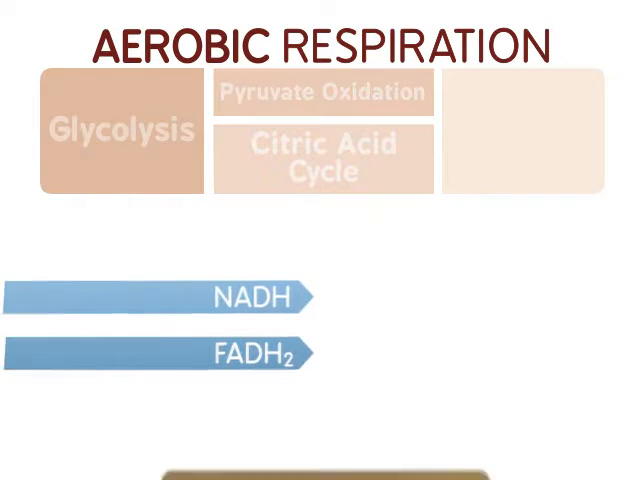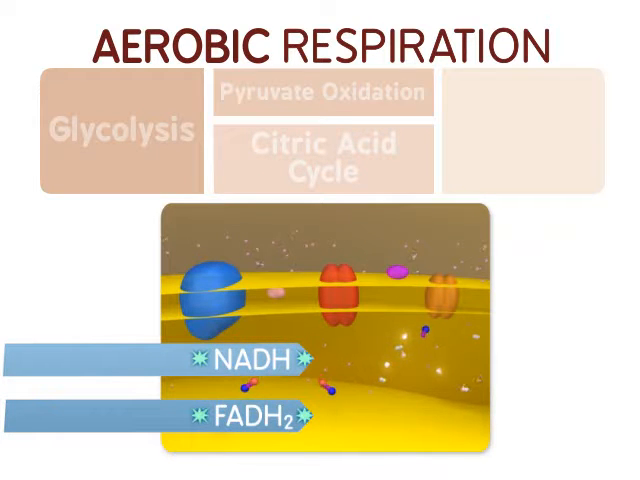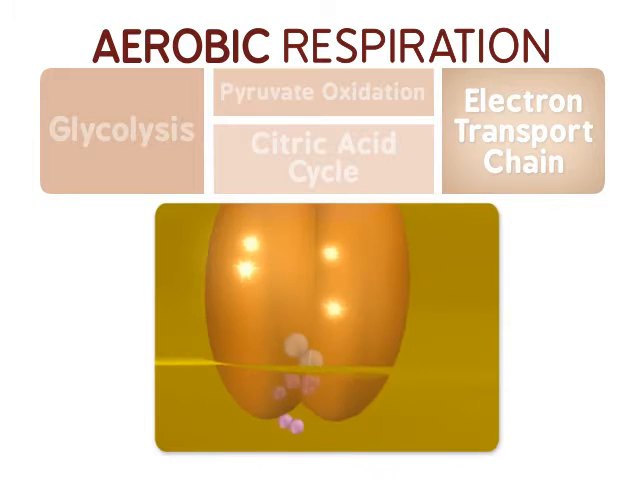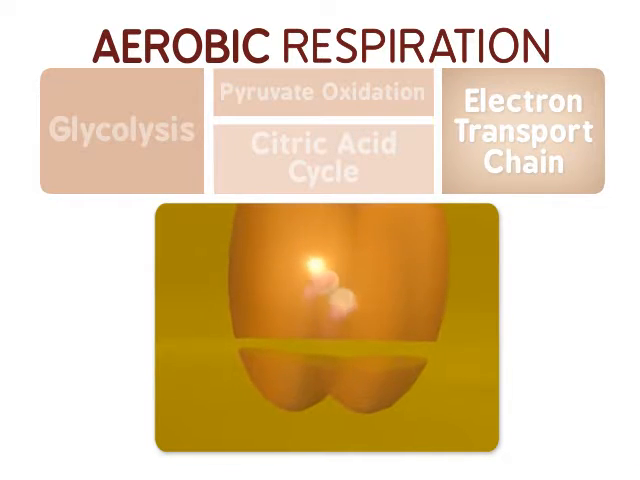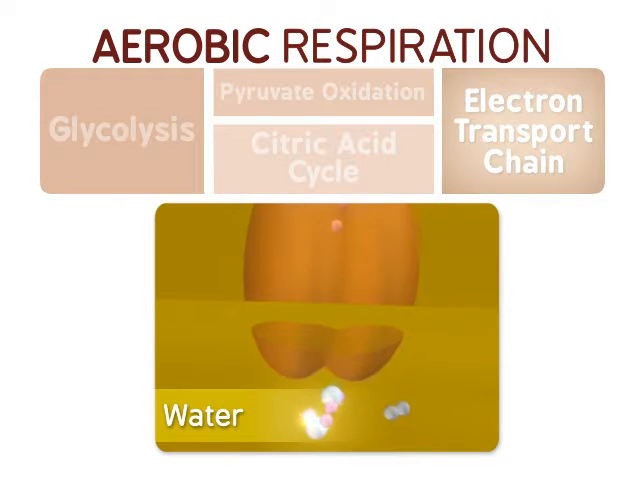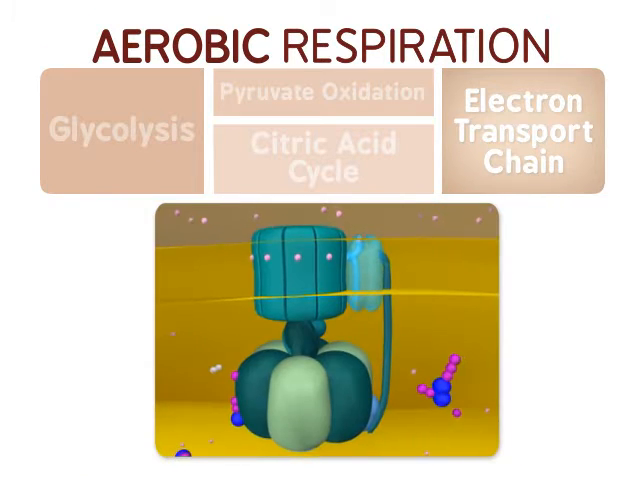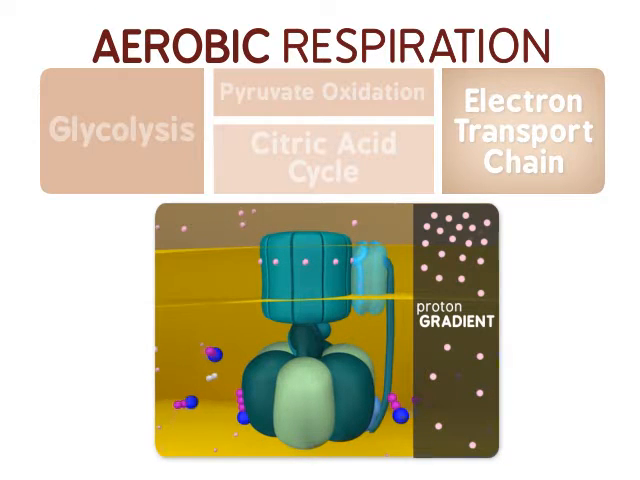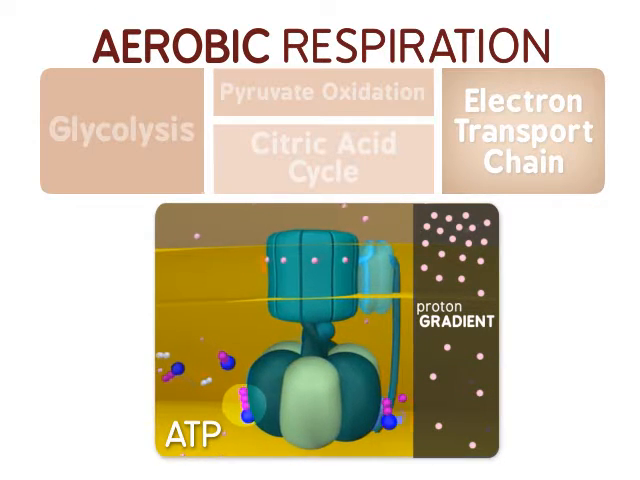The electrons from these carriers are passed through a series of complexes known as the electron transport chain. During the final step of electron transport, oxygen accepts electrons and protons to make water. A proton gradient is generated during electron transfer and water production. This gradient drives the production of additional ATP.